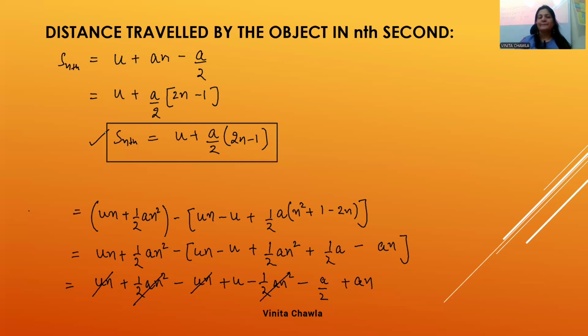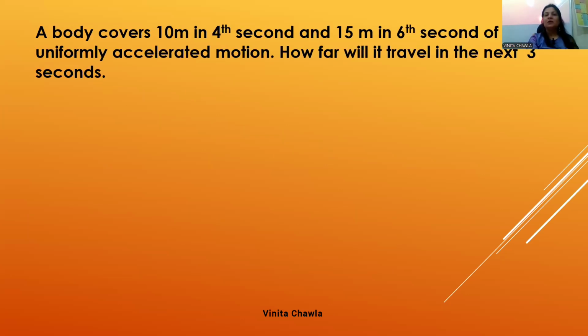Okay. Body covers 10 meter in fourth second है बेटा, and 15 meter in sixth second of its uniform accelerated motion. How far will it travel in the next 3 seconds? So we can write S fourth equals 10 meter, and it covers 15 meter in sixth second. Sixth second में it is covering 15 meter of its uniformly accelerated motion. How far will it travel in the next 3 seconds?